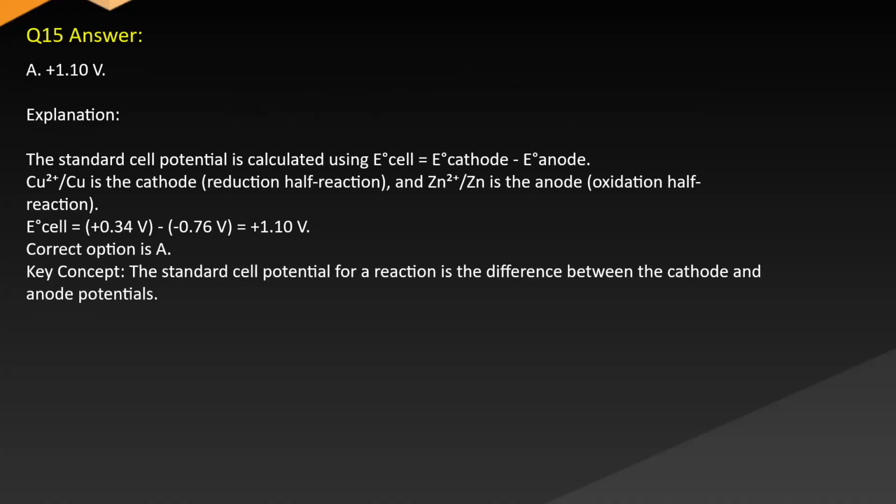Answer A. 1.10 V. Explanation. The standard cell potential is calculated using E°cell = E°cathode - E°anode. Cu is the cathode, the reduction half-reaction, and Zn is the anode, the oxidation half-reaction. E°cell = 0.34 V - (-0.76 V) = 1.10 V. Correct option is A. Key concept. The standard cell potential for a reaction is the difference between the cathode and anode potentials.